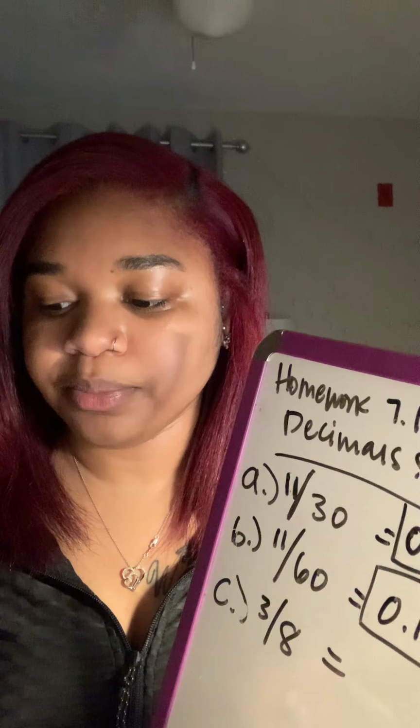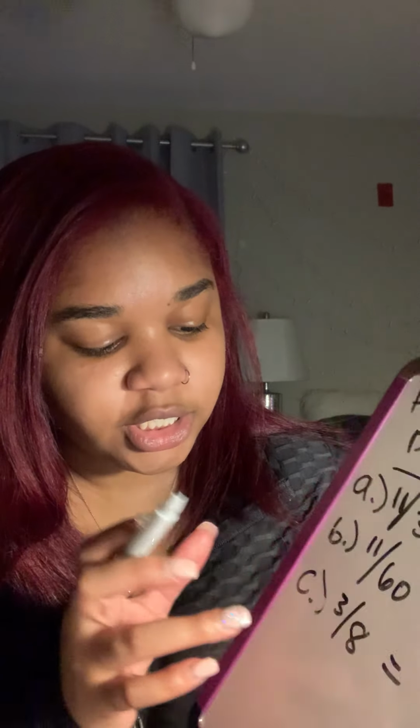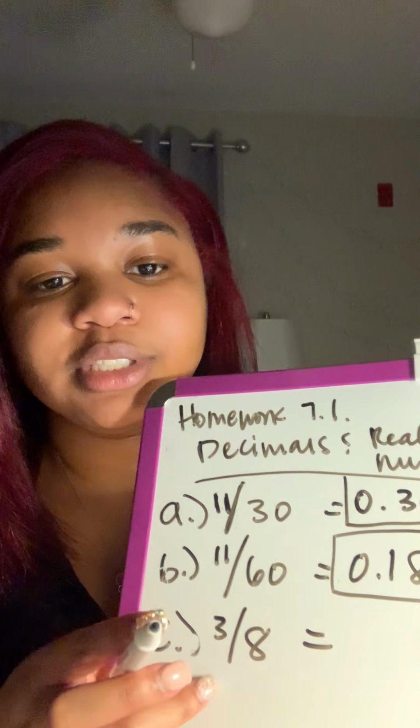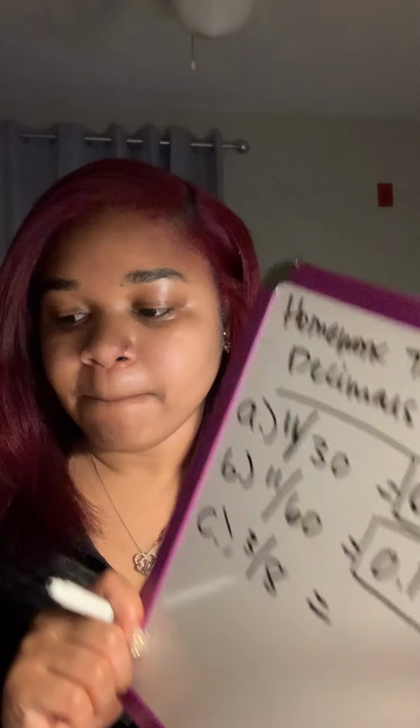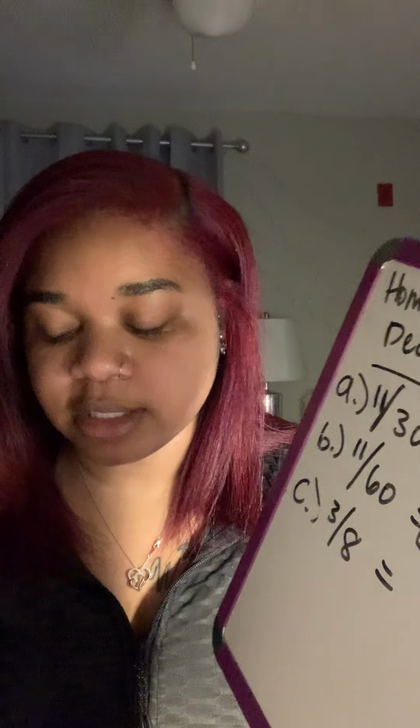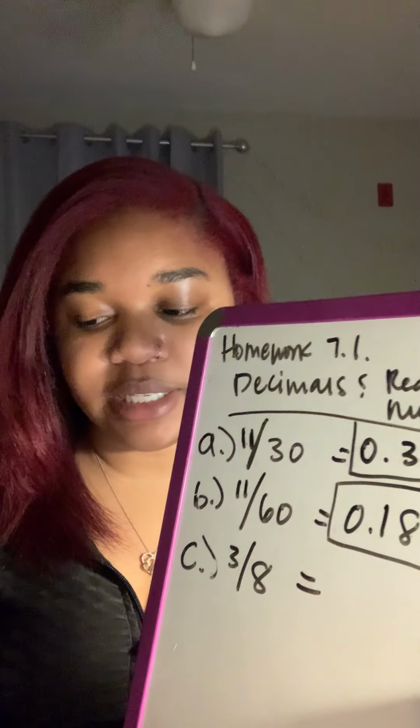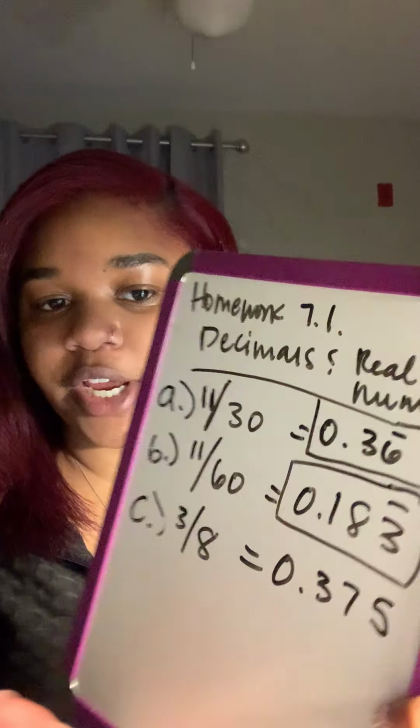And for C, you have 3 over 8. 3 over 8 is our question. Like I said, they're going to give it to you in a fraction just like this, but they just want you to convert it into a decimal. So your job is to just divide the top into the bottom, and then you get 0.375 for your answer. And that's your answer for C.